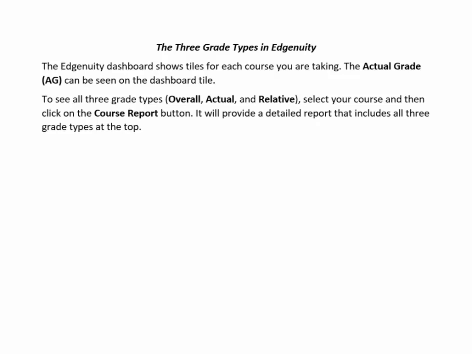To see all 3 of the grade types, that's overall, actual, and relative, select your course and then click on the Course Report button that's up near the top right. That will provide a detailed report on the course that includes all 3 grade types up at the top.